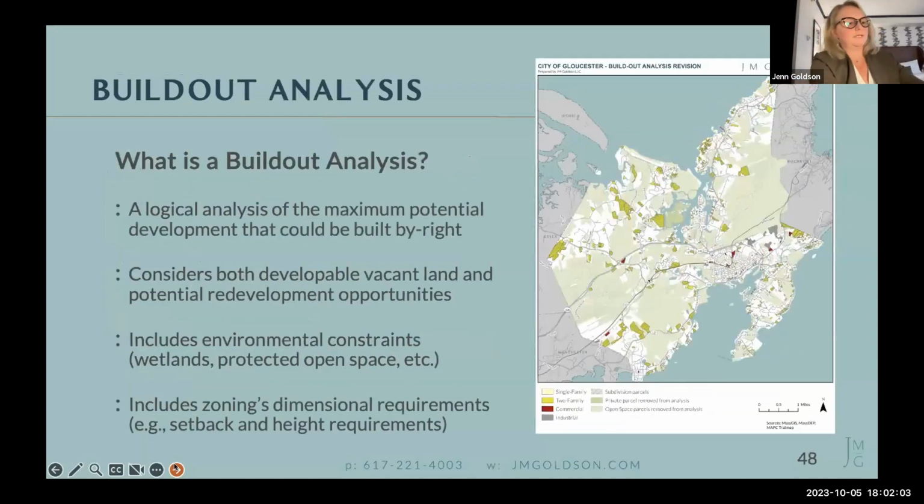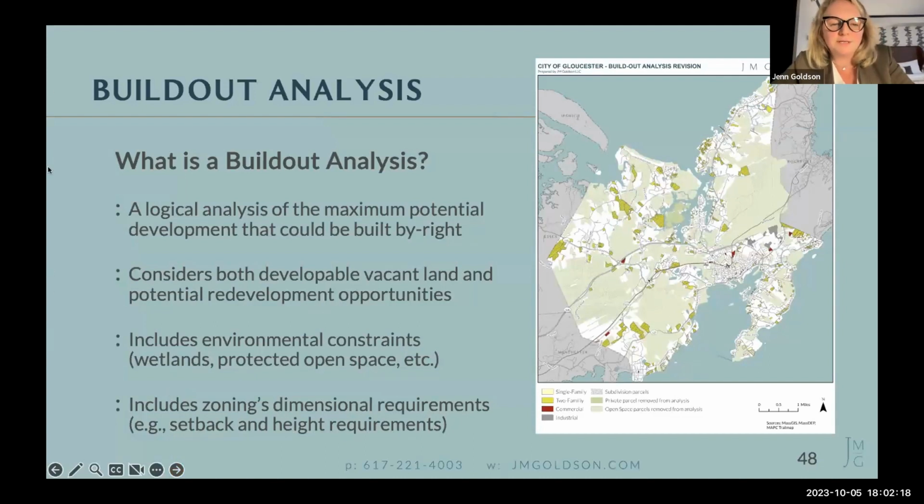All right, let me take a little drink here. Just a few more slides. I want to go into the build out analysis, which you'll get a more detailed memo about, and certainly have access to these maps that I'm showing so you can see them a little bit more closely.